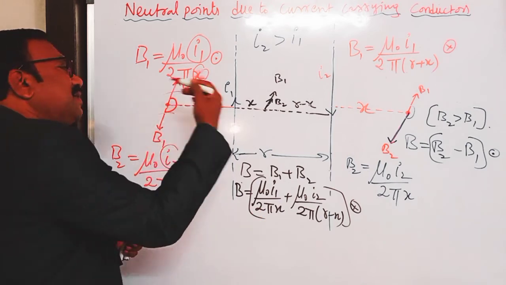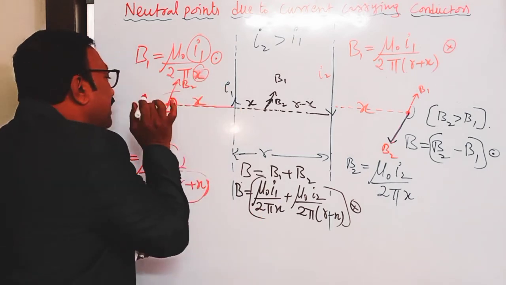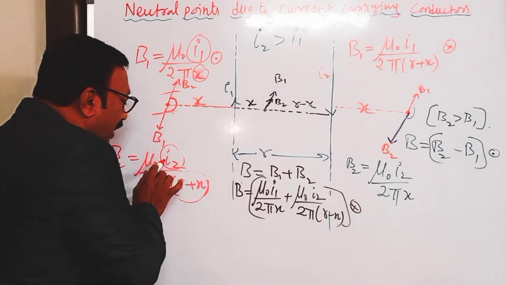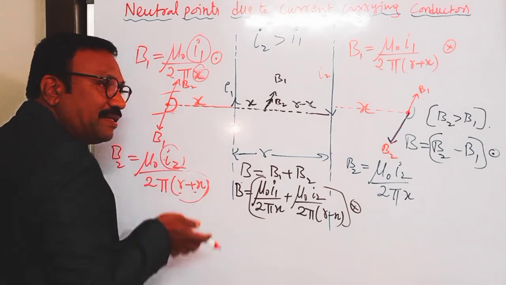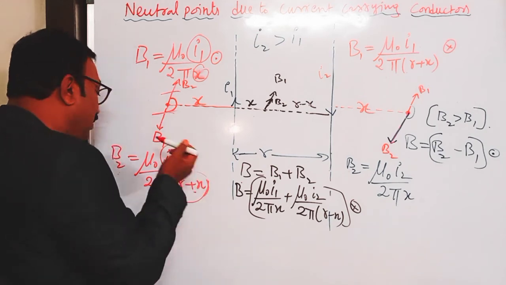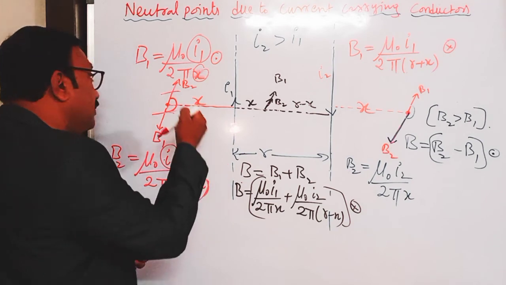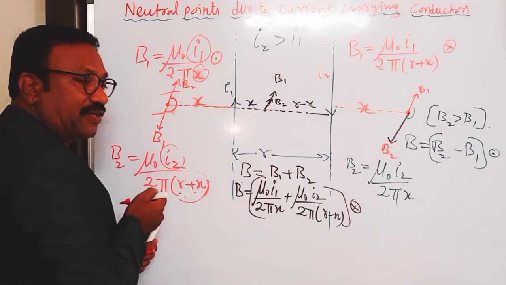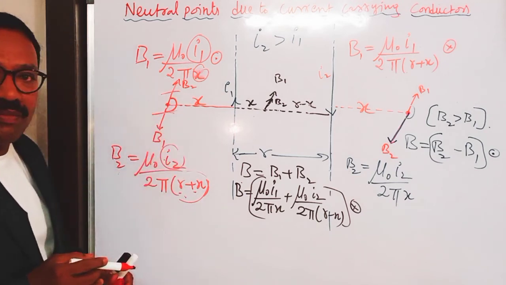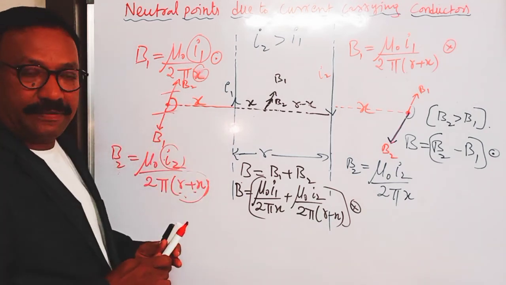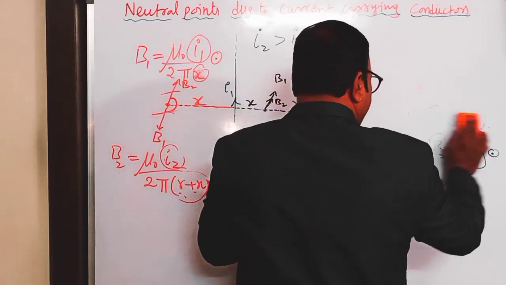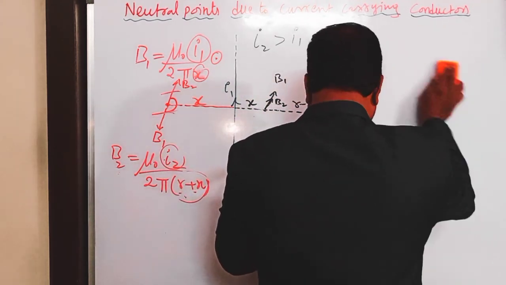If that resultant field is 0, then this can be a neutral point because you are getting opposite fields. I2 enhances the field, R plus x decreases the field. The distance is more, so the field will decrease. I2 is greater than I1, so the field will increase. So this is compensating here. Then we can get a neutral point at some distance x here. So for the neutral point, let us erase this for solving. For the neutral point I am solving now.